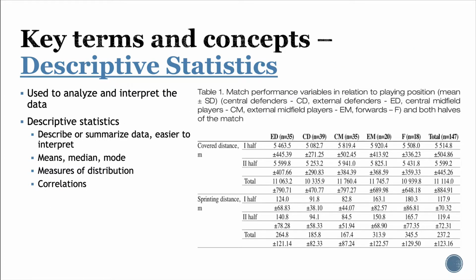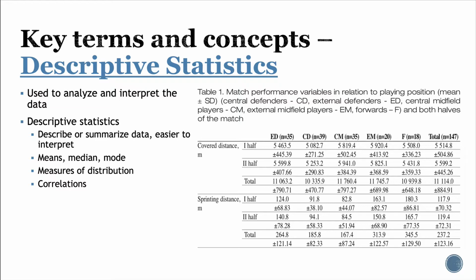Another term that I want to go over is the term of descriptive statistics. And we have another presentation specifically on descriptive statistics. But descriptive statistics is a branch of statistics that we can utilize to analyze and interpret data. Specifically, descriptive statistics tell us about a population. So they summarize information about a population, make it easier to interpret and understand what this population is like.